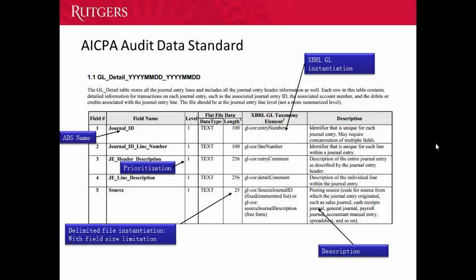Here I use the first table of GL ADS, the GL detail table, as an example. The GL detail table stores all the journal entry lines and includes all the journal entry header information as well. The first column shows the field number of each item. The second one shows the field name, which are already standardized.